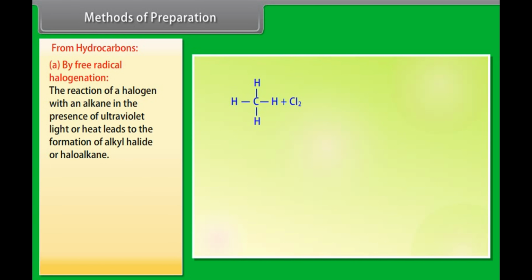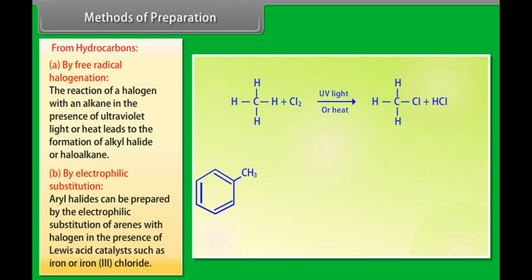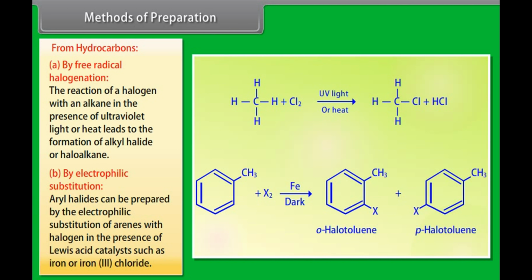By free radical halogenation. The reaction of a halogen with an alkane in the presence of ultraviolet light or heat leads to the formation of alkyl halide or haloalkane. By electrophilic substitution. Aryl halides can be prepared by electrophilic substitution of arenes with halogen in the presence of Lewis acid catalysts such as iron or iron(III) chloride. Methods of preparation.